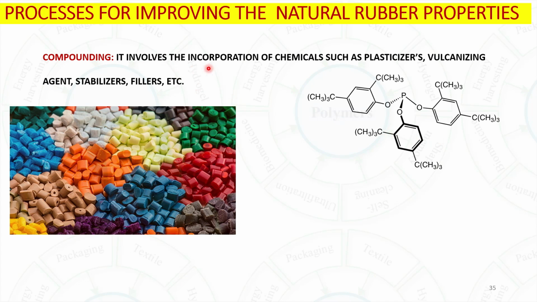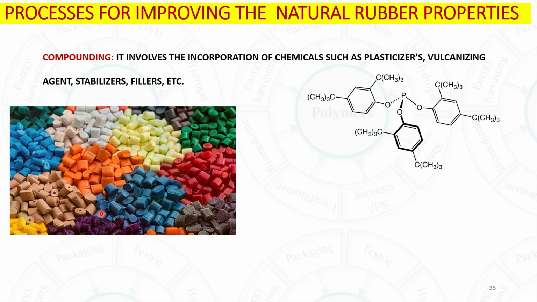Compounding involves the incorporation of chemicals such as plasticizers and vulcanizing agents. Generally the very important vulcanizing agent is sulfur. Okay, and then stabilizers and fillers. Definitely, when you do all the processes on the raw rubber and add plasticizers to it and vulcanize it, right? And you add certain stabilizers and fillers, then the properties will definitely be enhanced. And you can see these rubber pieces of different colors, and these are obtained after doing all these processes, right?